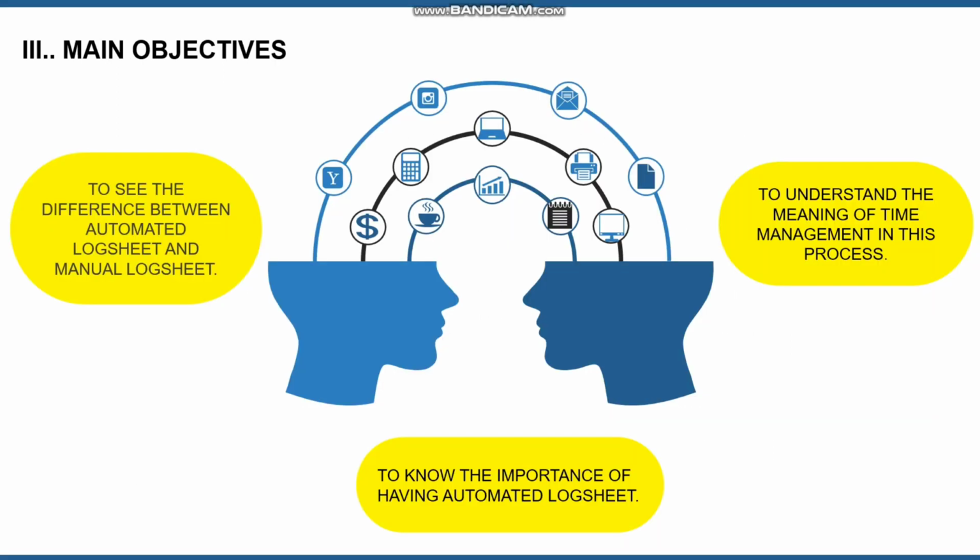Main objective: to see the difference between automated log sheet and manual log sheet, and to understand the meaning of time management in this process. Next, to know the importance of having an automated log sheet.